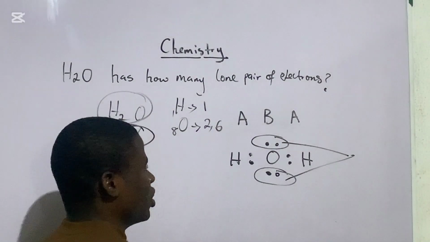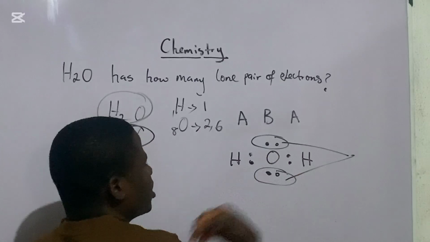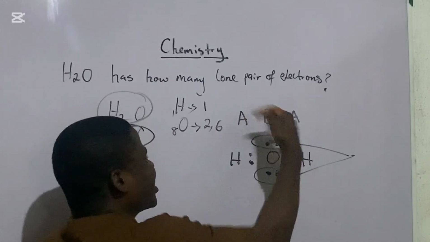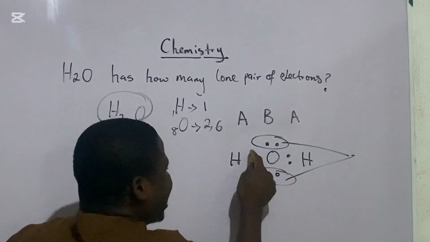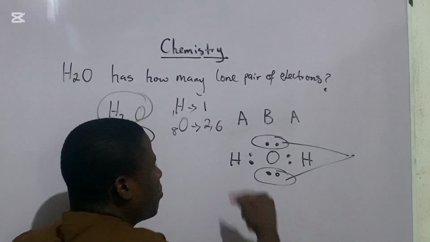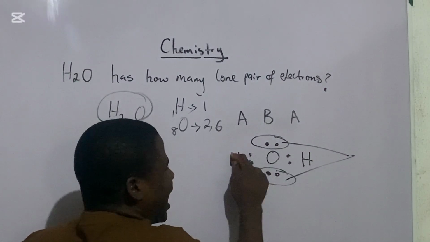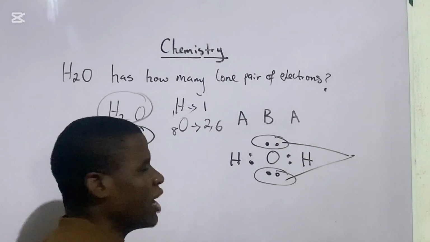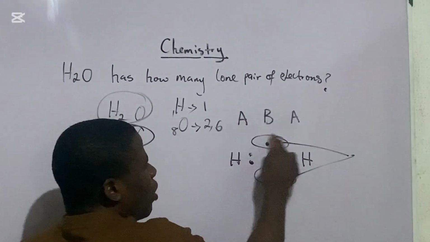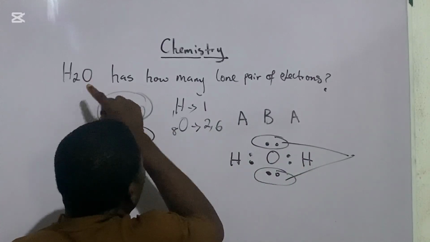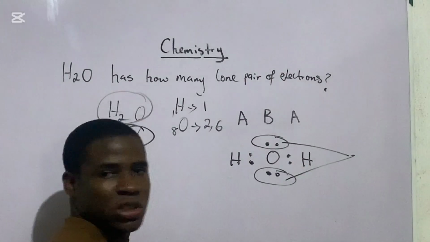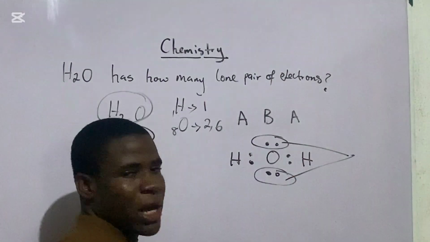Now you see these on top and these below. These are what we call lone pairs of electrons. Why do I call them lone pairs? Because they are for the central atom and they are not involved in bonding with another atom. Understand that these two pairs are also for the central atom, but they are involved in bonding with other atoms, H and H. So these two on top and below are lone pairs. So now the question: water has how many lone pairs of electrons? My dear, it is just two lone pairs, and that's the answer.